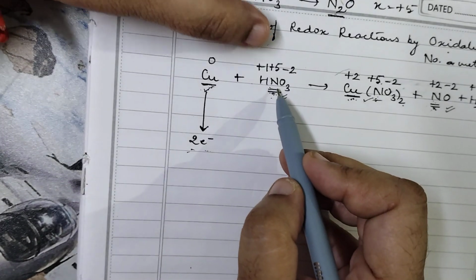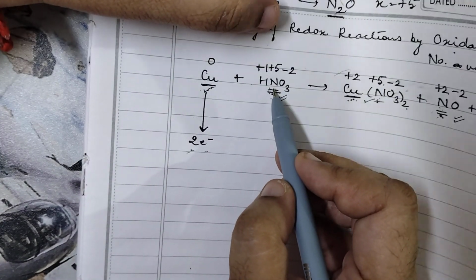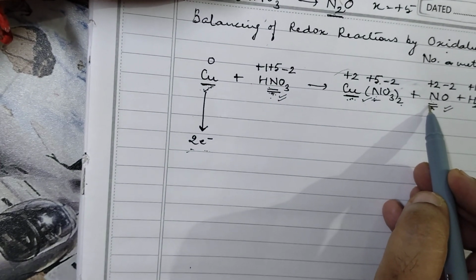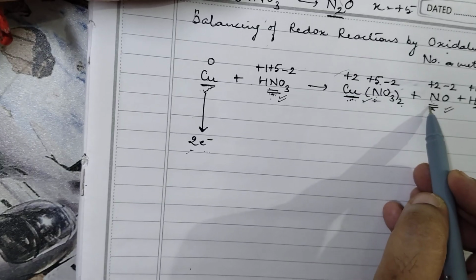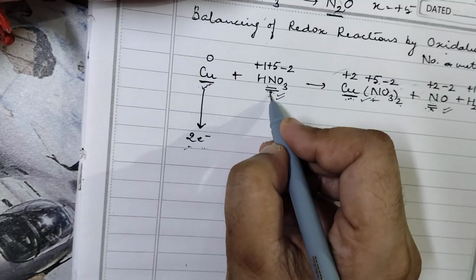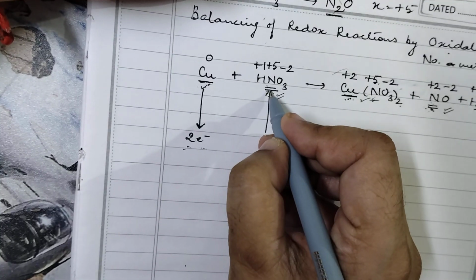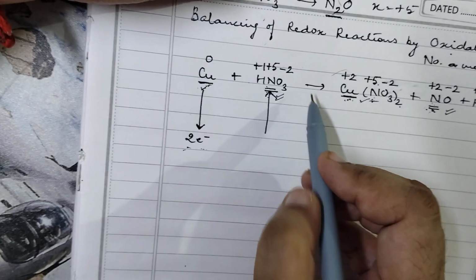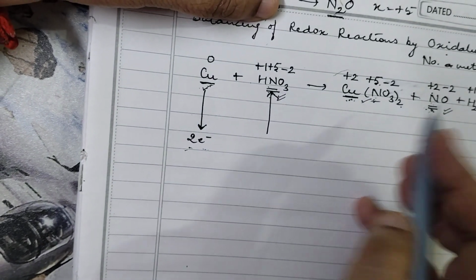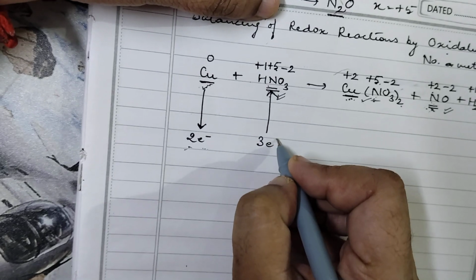And nitrogen's oxidation number is changing from +5 to +2. It's decrease in oxidation number, therefore it is reduction. So +5 to +2, gain of electron will be taking place because reduction is the gain of electron. And how many electrons? +5 to +2, that is, there is a difference of 3 electrons, so 3 electrons will be gained.